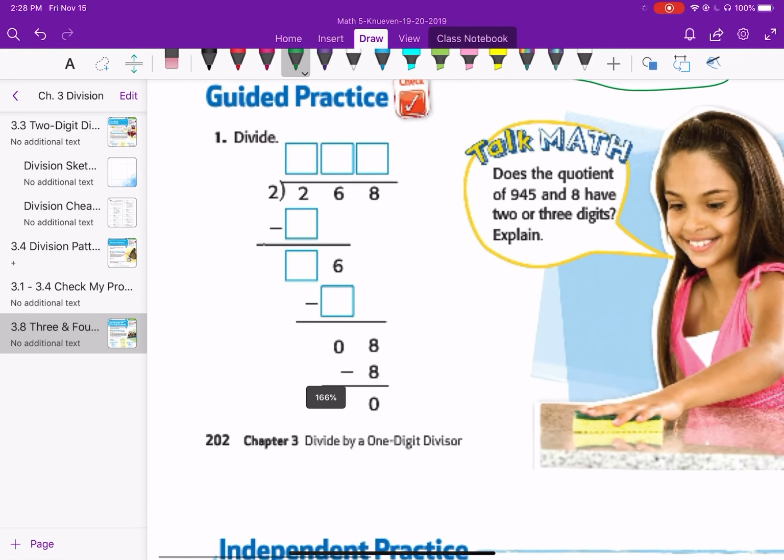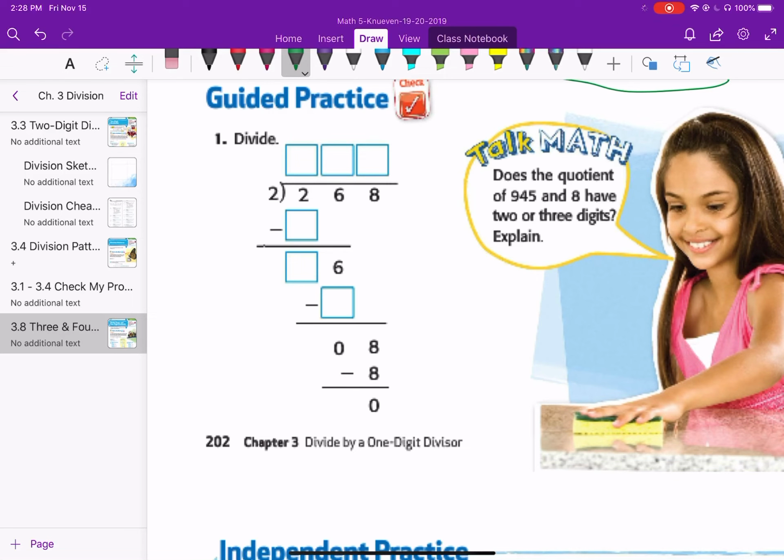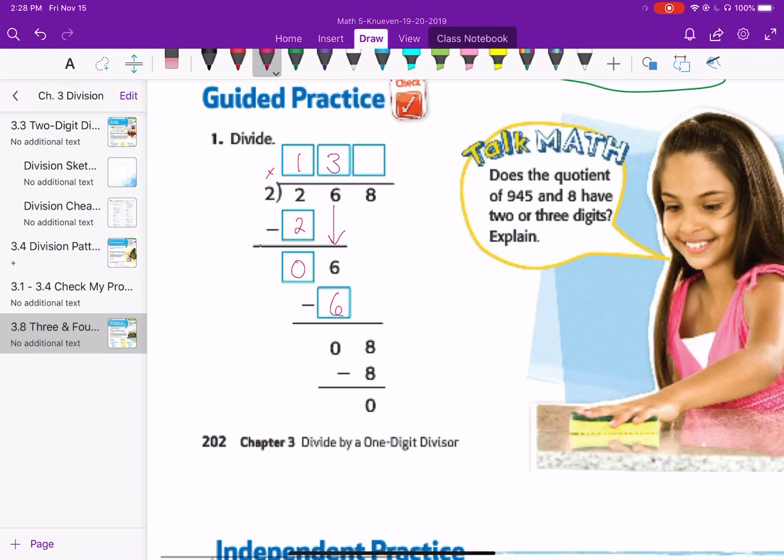Let's look at one more here within our guided practice. Now, 2 goes into 2 once. I can then multiply. 2 times 1 is 2. I subtract, I get 0. 0 is less than 2, so I bring down my 6. 2 goes into 6 3 times. 2 times 3 is 6. I subtract, I get 0. 0 is less than 2. Good, I carry on. Bring down my 8.